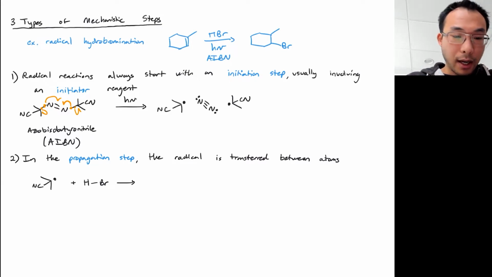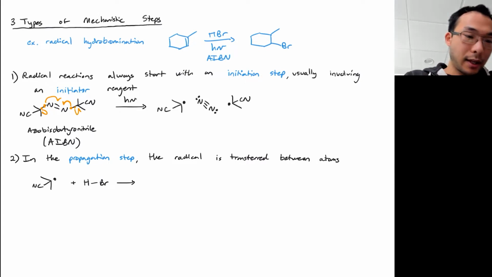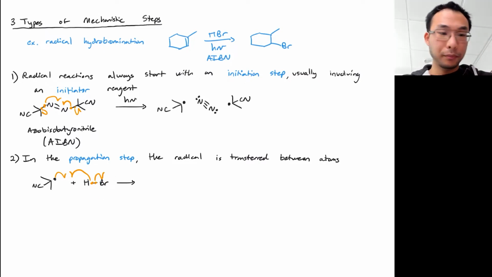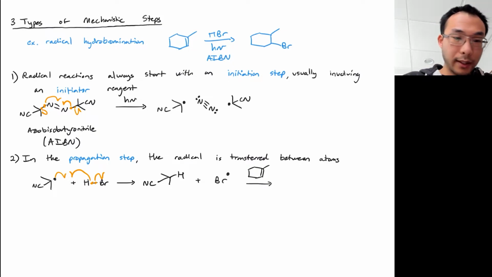Once we have our carbon radical that's formed by the initiation step, that radical can then react with an HBr molecule to create what we know is a relatively stable carbon-hydrogen bond and release a bromine radical. That bromine radical now is then the reactive species that's present in the reaction mixture. That can then go ahead and react with the alkene, and it'll do that like so.